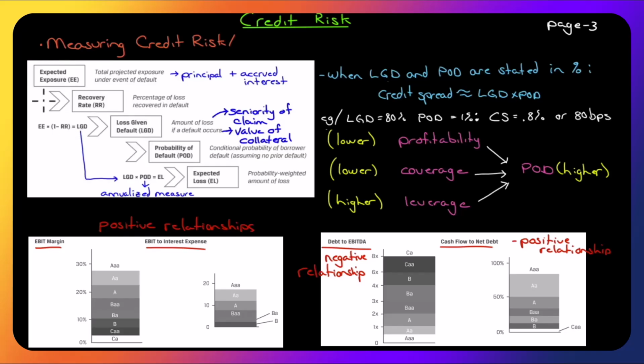Let's start with expected exposure. It is principal plus accrued interest. So let's take a 6% bond and you buy it for 100. At the end of the year, you're expecting 106, your principal back plus your interest. That is your expected exposure at that point in time. That sometimes confuses students because they say, well, I didn't put out 106, I only put out 100. Wouldn't my exposure only be what I put out?